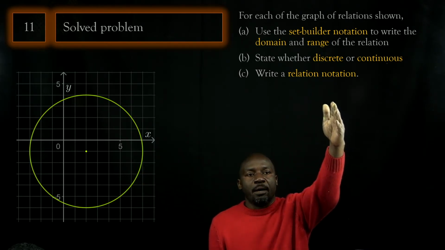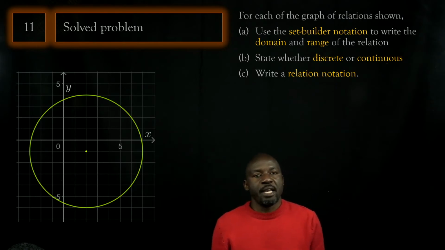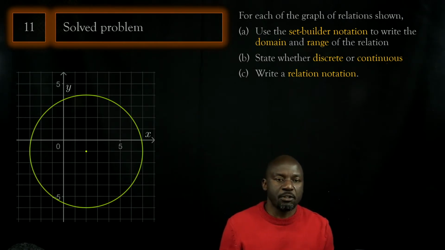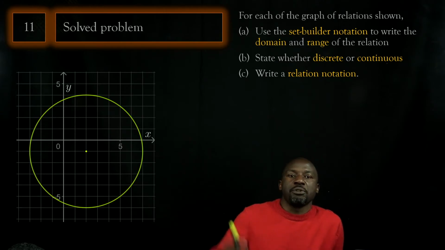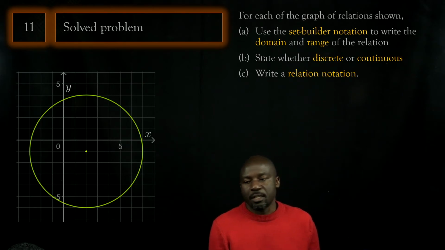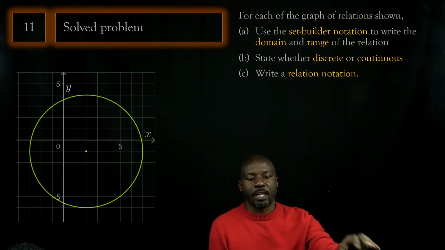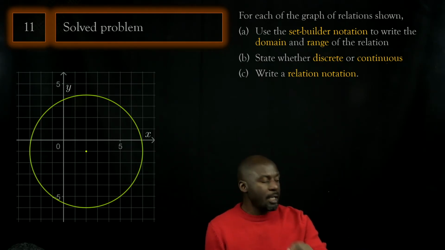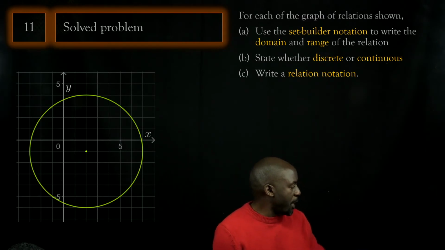Part A is for you to find the domain and range expressed in set builder notation. Part B is for you to decide whether this is a discrete or continuous relation, and part C is for you to determine the relation notation for this particular circular relation. Okay, so that's that. We move to the next part.